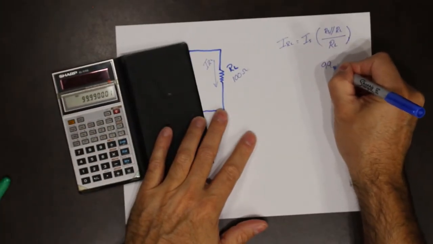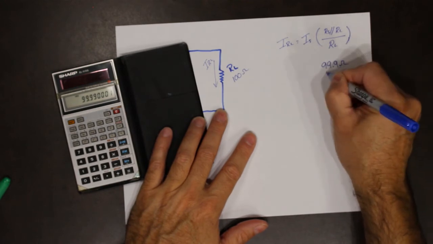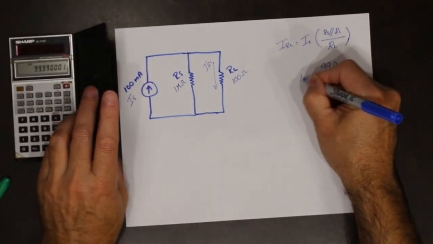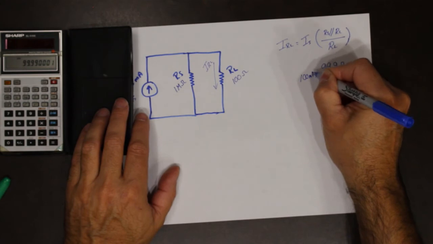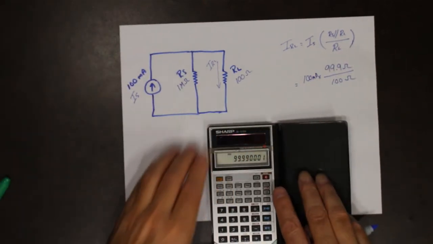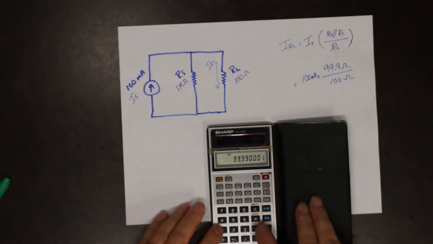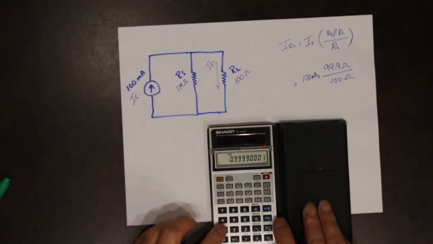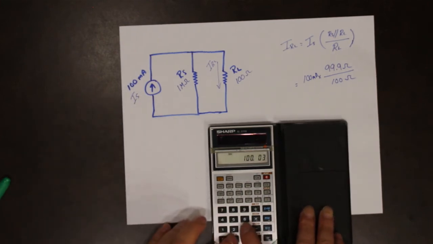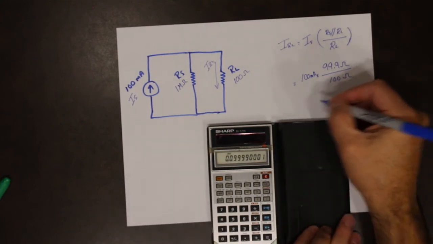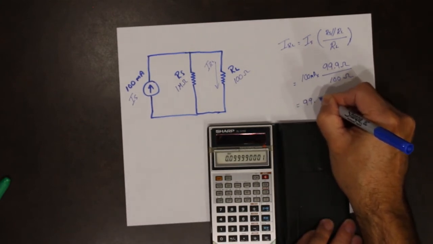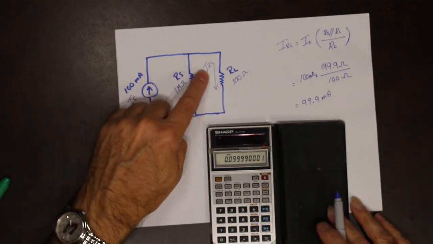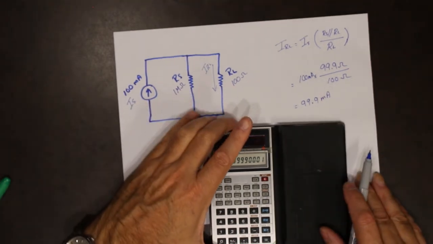So 99.9 ohms divided by 100 ohms times 100 milliamps. So divided by 100 times 100 milliamps equals 99.9 milliamps. So in this circuit, the current that's flowing through the load is 99.9 milliamps.